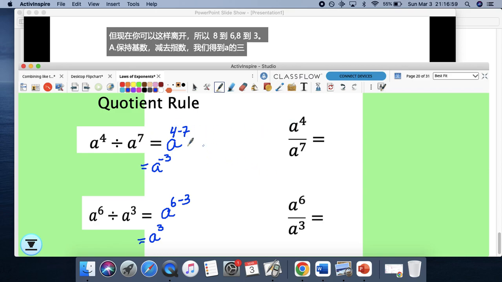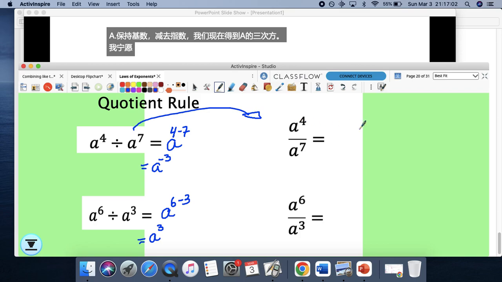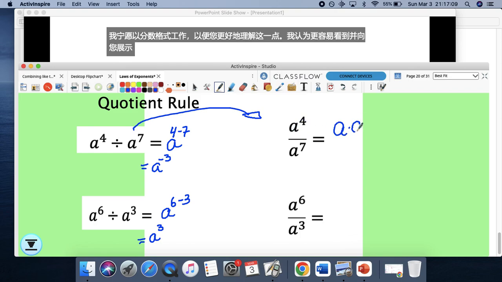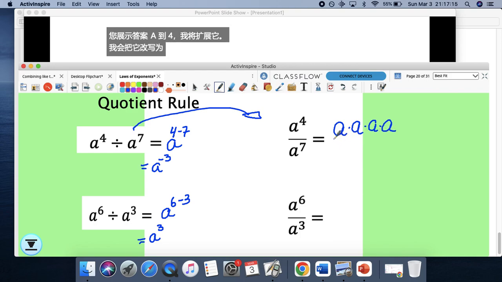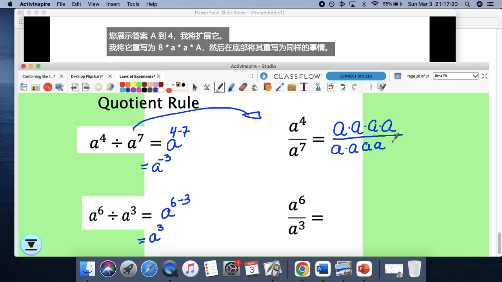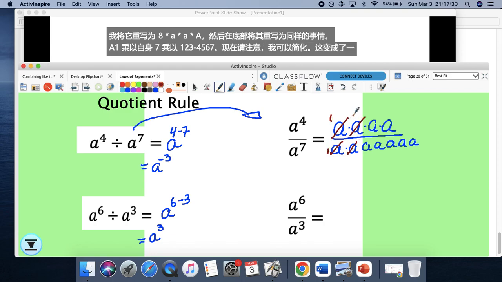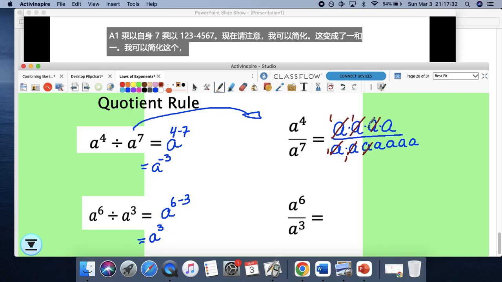Now, I'd rather work this in a fractional format so you understand this a little bit better. I think it's easier to see and show you the answer. A to the 4th, and I'm going to expand that. I'll rewrite it as a times a times a times a. And then at the bottom, same thing, I'm going to rewrite it as a being multiplied by itself 7 times. 1, 2, 3, 4, 5, 6, 7. Now, notice that I can simplify this. It becomes 1 and 1. I can simplify this. 1 and 1. A divided by a is just 1, right? A divided by a is just 1.